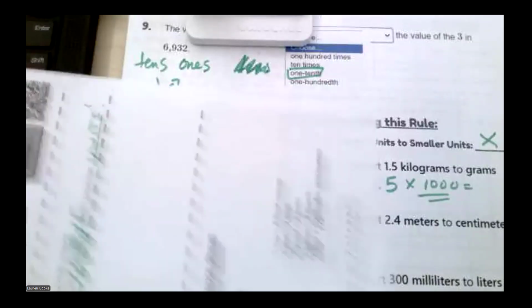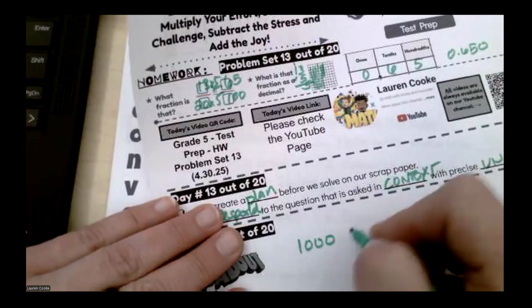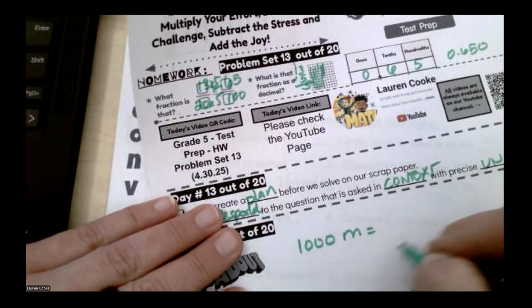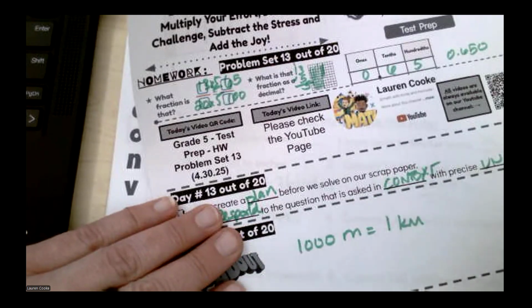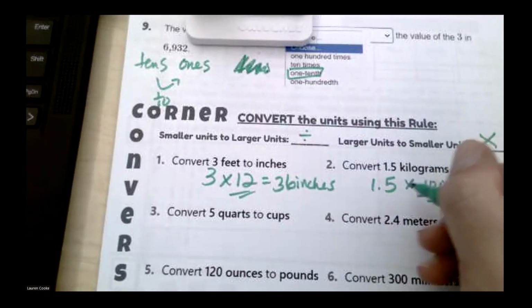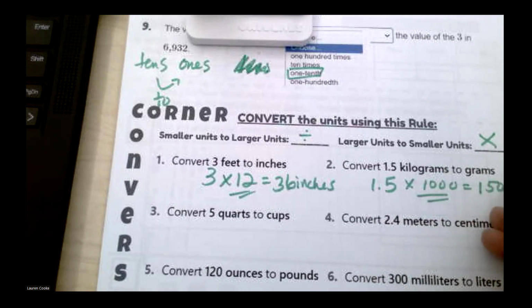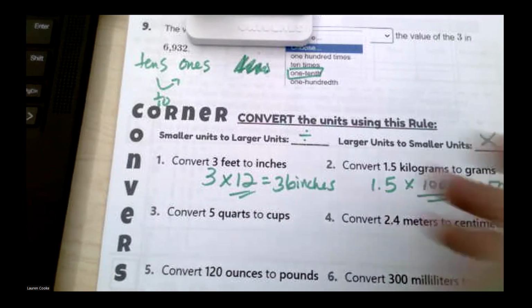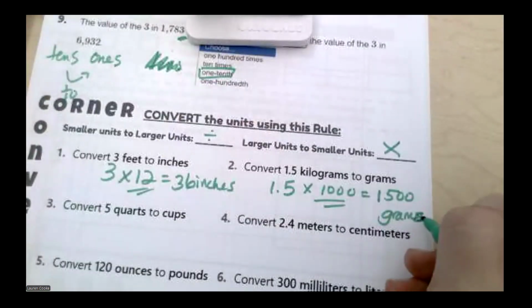Right here, I kept it to the side. All right, so I have 1,000 meters equals 1 kilometer and everything else like that. 12 inches equals 1 foot. All right, so that's going to be 1,500 grams. And it's not grams, it's just grams. Yeah, I spelled it grams, just grams.